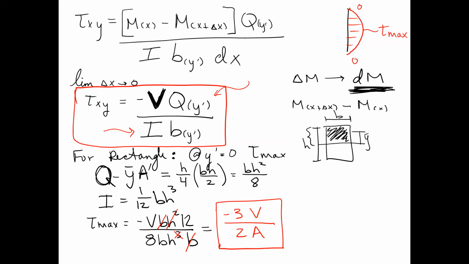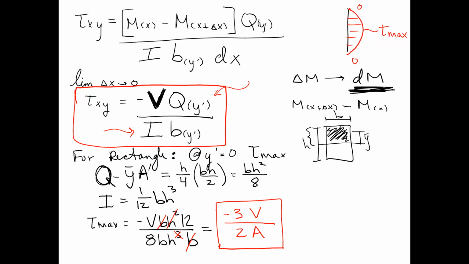Yes, this equation gets you the shear at the Y value corresponding to the centroid, and then we assume it's constant across the width at that point. Okay, so for other shapes, you're not so lucky. For other shapes, you have to calculate Q.